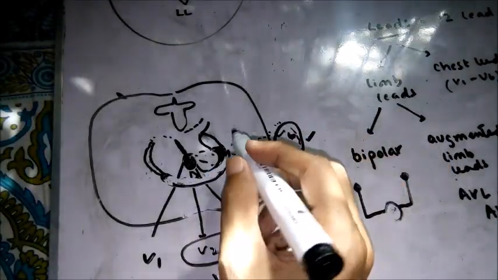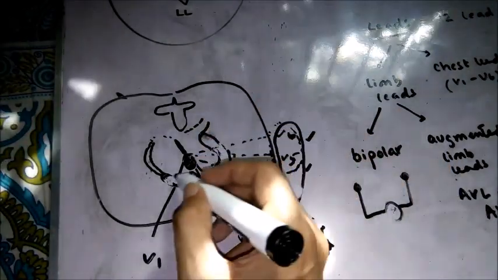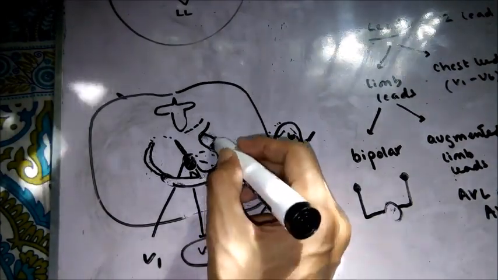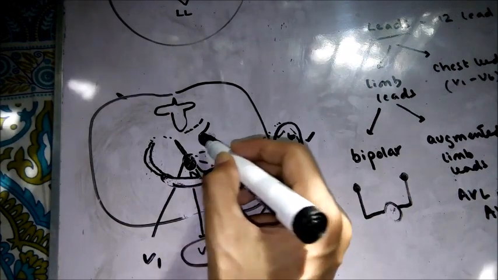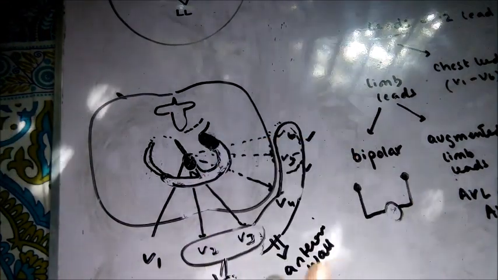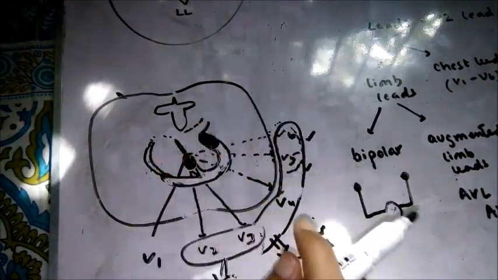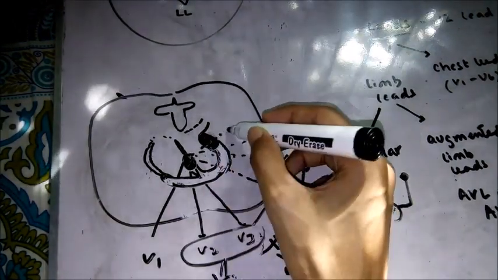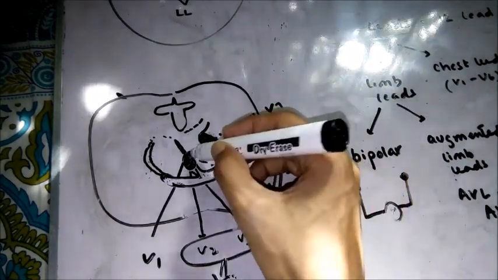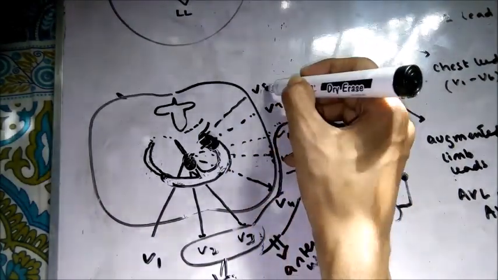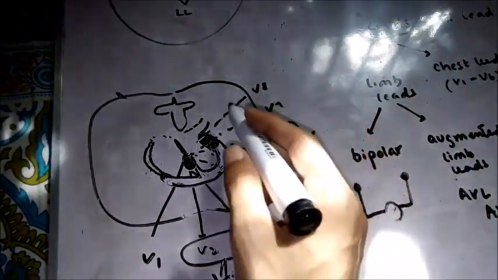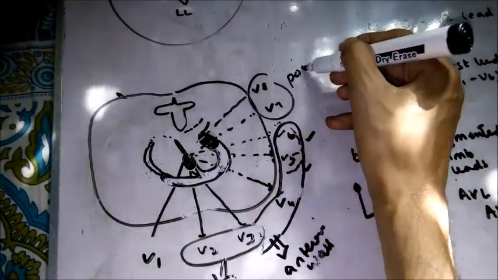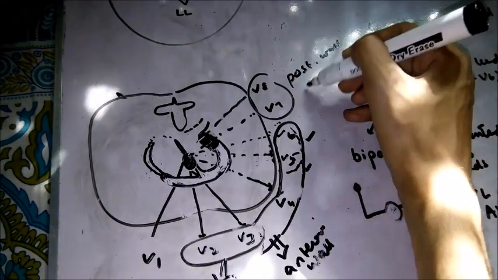And in some situations the person might have an infarction of the posterior wall, which is somewhere over here. Right now you can see that we don't have any leads telling us about the posterior wall, so we can attach some other leads known as V7 and V8 to the posterior, and these leads can tell us about a posterior wall infarction.